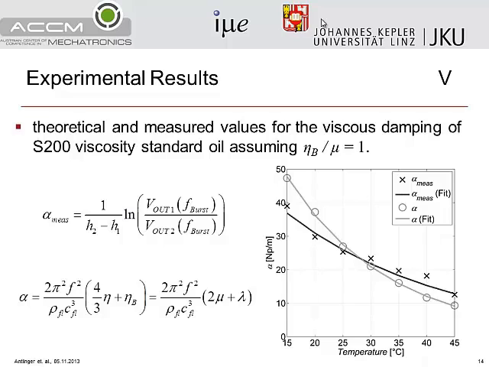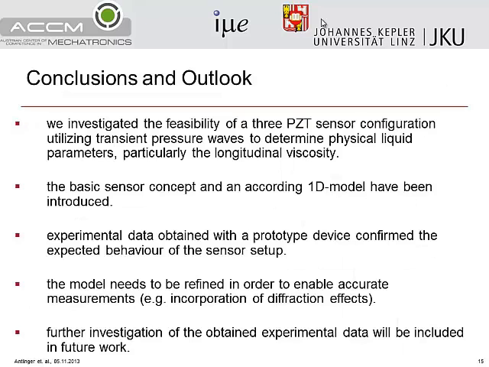And here you can see the formula for the measured attenuation. It is calculated out of the FFT spectrum we obtained at the burst frequency of our sine burst, and this is the theoretical value depending on the fluid parameters: mass density, sound velocity, and the longitudinal viscosity. Both curves show the same tendency, and we hope that with our future work, which I will present now in the conclusion and outlook, we will lower the differences between the two curves.